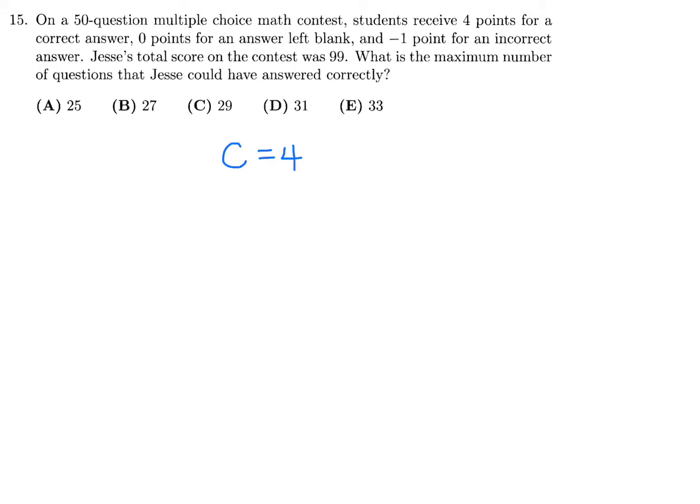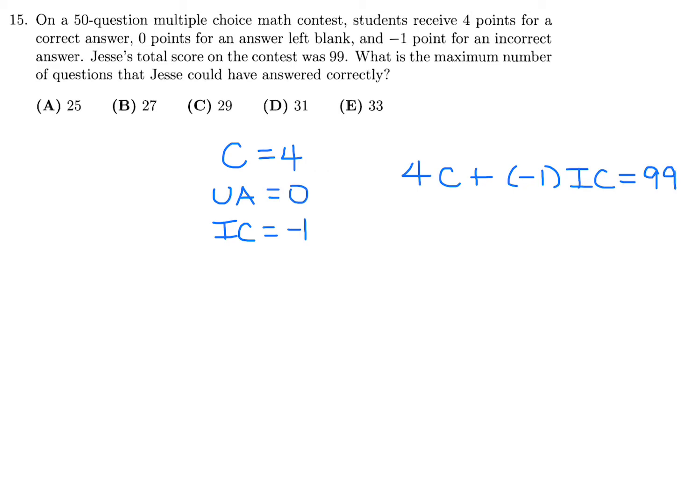So for correct, we get 4. For unanswered, we get 0. And for incorrect, we get negative 1. So what they're saying is that if you have a score, it'll be 4C. The unanswereds don't contribute anything because they get 0. But then you get negative 1 times incorrect. And they're saying for him, that equals 99. So we have to kind of fiddle around with this, try to figure out what is C, what is IC.